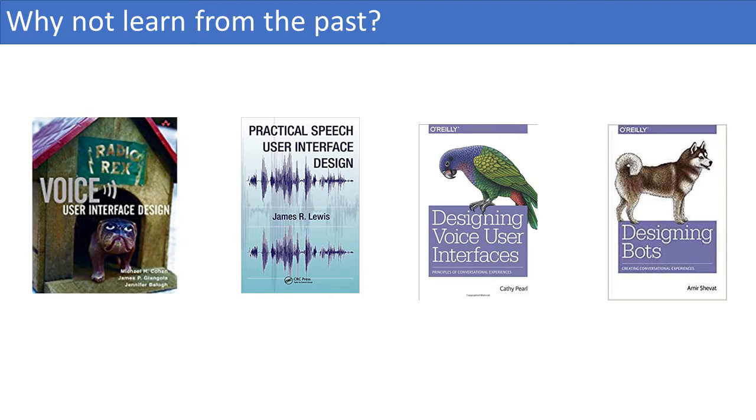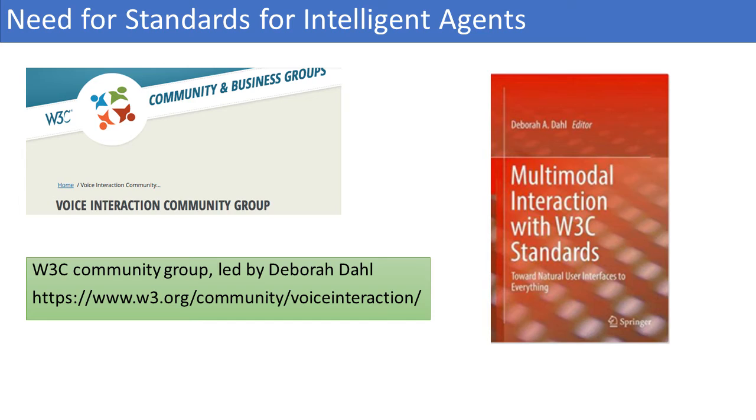There's James Lewis's book. Jim works at IBM. It's particularly good because it has a lot of experimental data to show how this sort of prompt is better than that sort of prompt and so on, how you do repairs, turn taking, all sorts of things. There's the most recent book on this by Cathy Pearl, and then there's a book on bots in particular by Amir Shevat. So there's lots of different things that unfortunately I think people aren't really looking at.